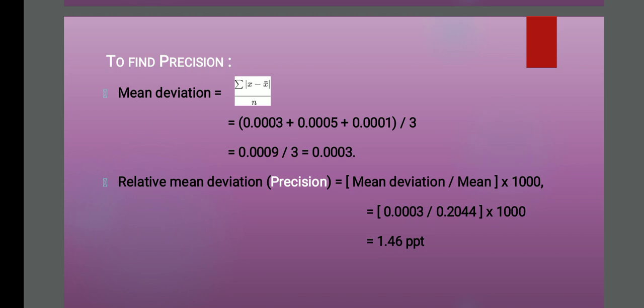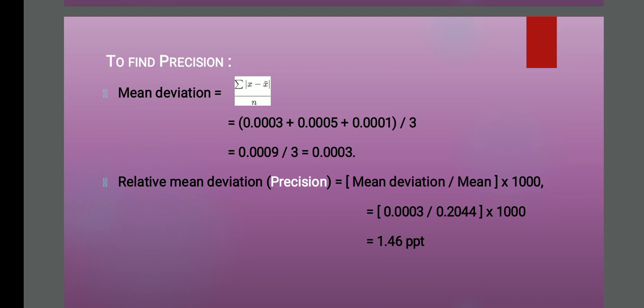And from this mean deviation you can easily find the relative mean deviation, because relative mean deviation is nothing but mean deviation divided by mean into 1000. It is also expressed in terms of parts per 1000. It's clear? Okay, so now I'll go with the relative mean deviation.